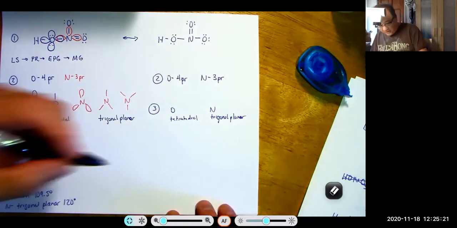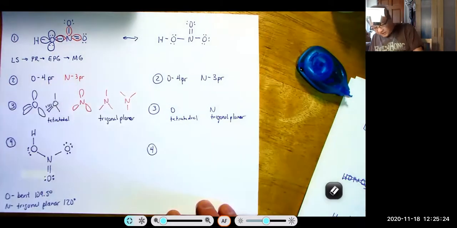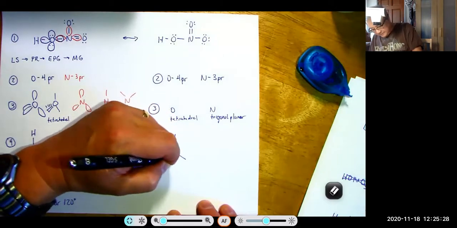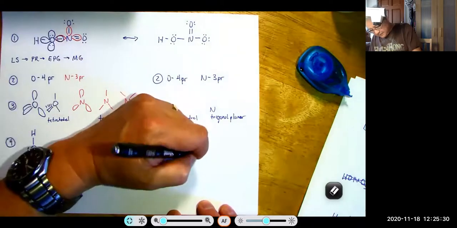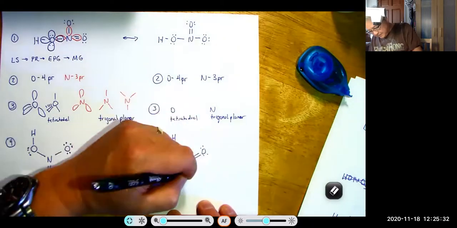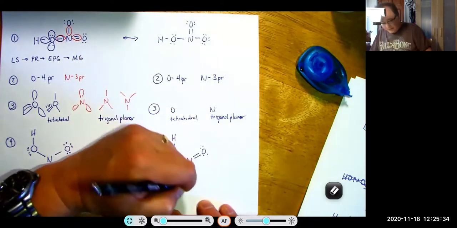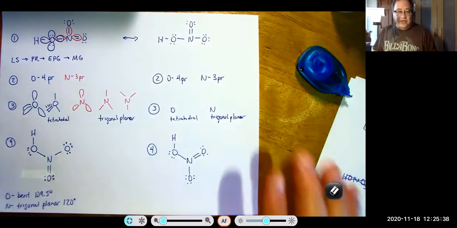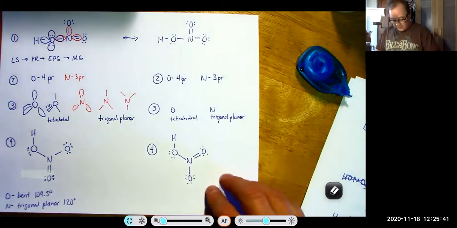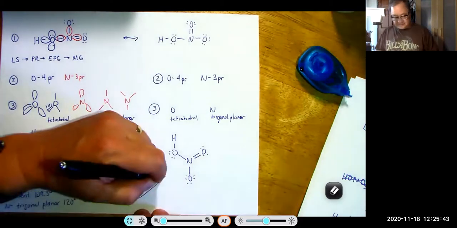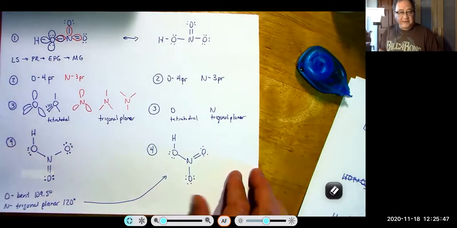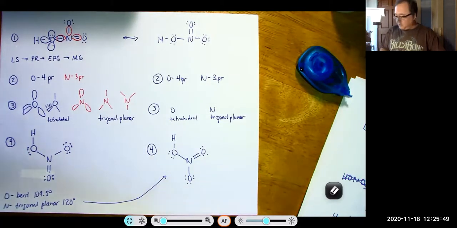Okay, so here, if we finish drawing this, we would draw something like this, more than likely. And you'll notice that the resonance structures have the exact same geometry. So I'm just going to put a little arrow there. Okay, any questions about this one? If you do, please ask. If you don't, give me a thumbs up and we'll move on.